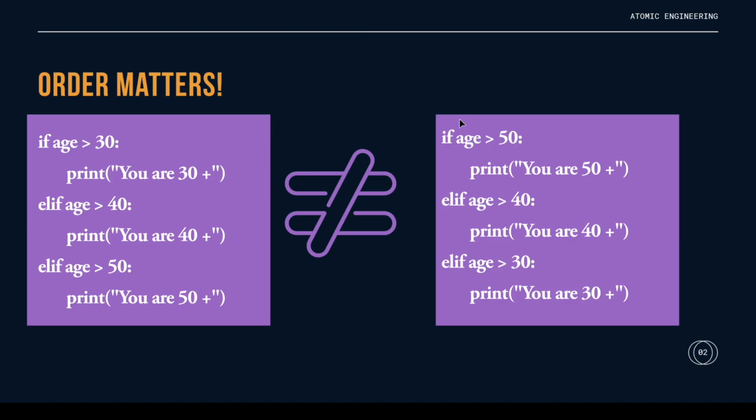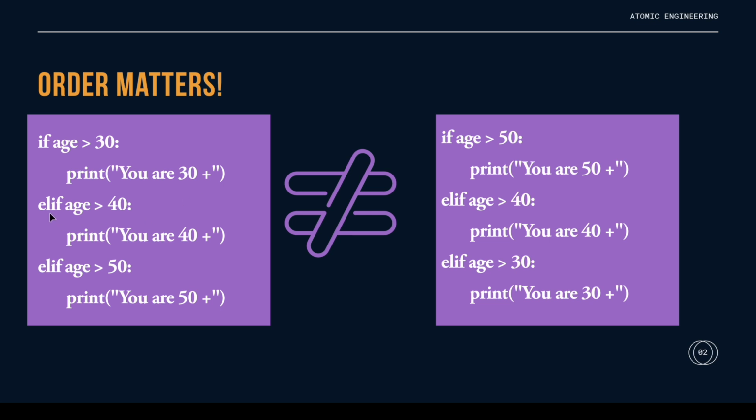And the next one is the order of execution of if else statements. Order definitely matters when using elif statements. The order is very crucial. Let's look at an example. We want to check the age of the person and print if they are 50 plus, 40 plus or 30 plus. So what we do, we initially check if they are more than 30 and then print you are 30 plus.